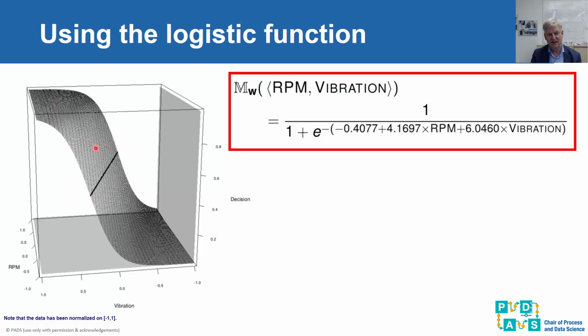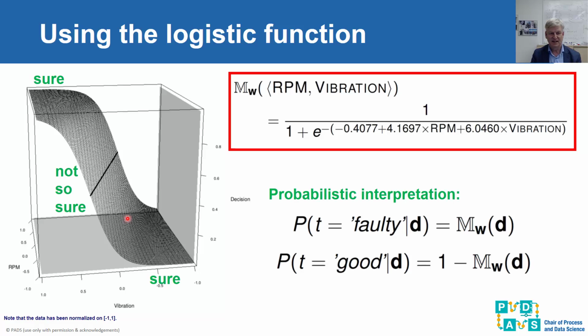For if we are far away, either in the positive or the negative direction, we are more sure. So this value between 0 and 1 can also be seen as a probabilistic expression. If we apply that to this example, whether the target feature is faulty can be seen as a probability that corresponds to this value between 0 and 1.